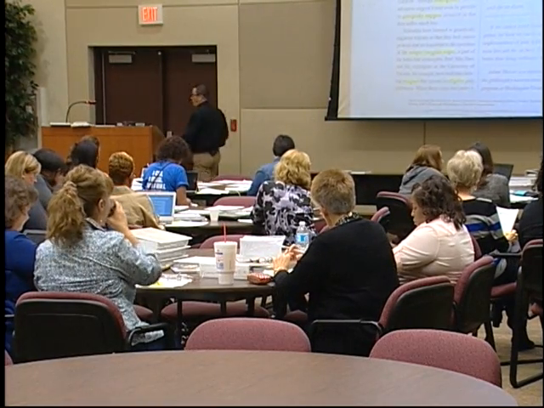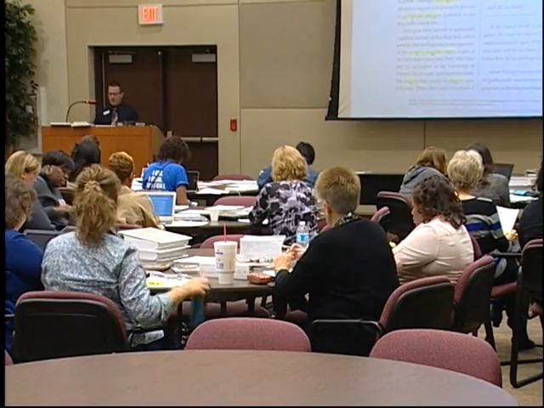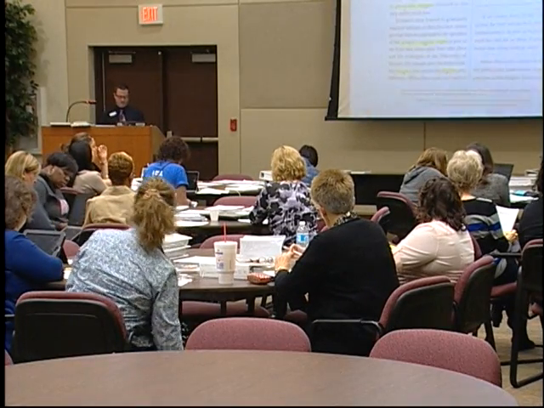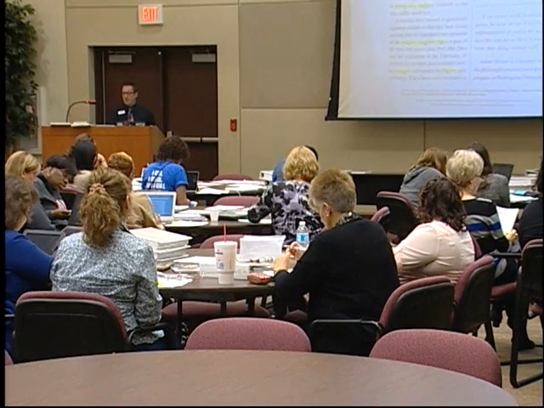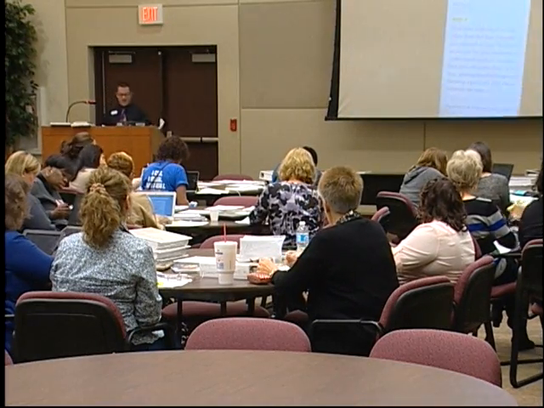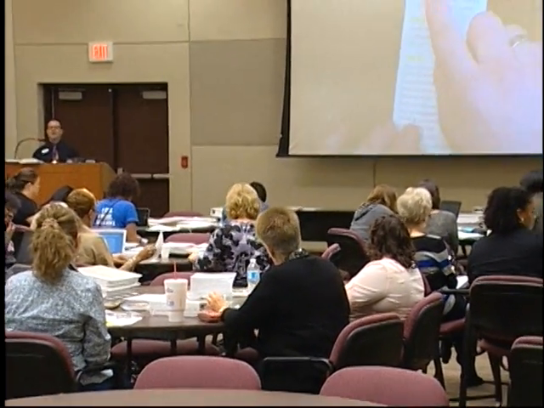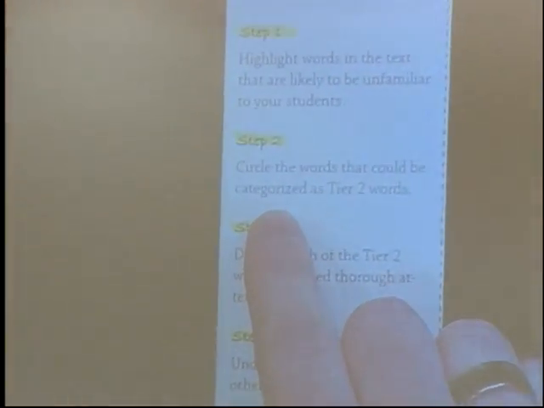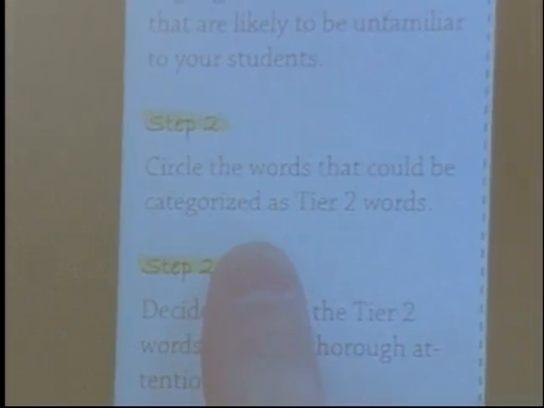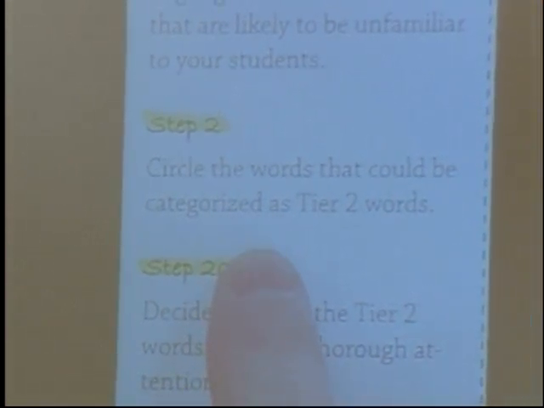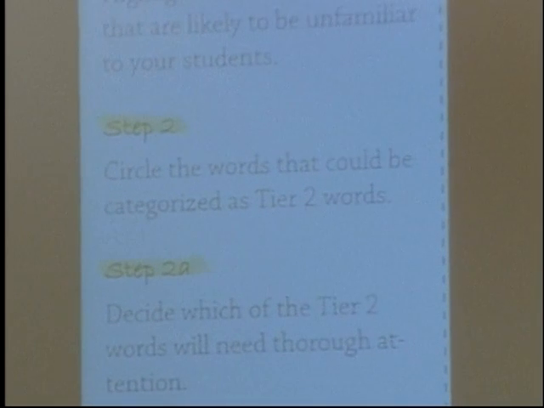Well, that was step one of my I do. All I did was identify words that they may or may not know. Now, let's go to step two. I'm going to pull the bookmark out again, and I'm going to point to step two, and I would love for you to read step two with me. Circle the words that could be categorized as tier 2 words. Now, this is where we need to use this bookmark.